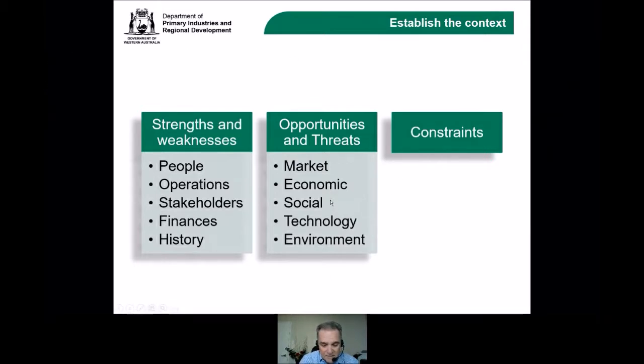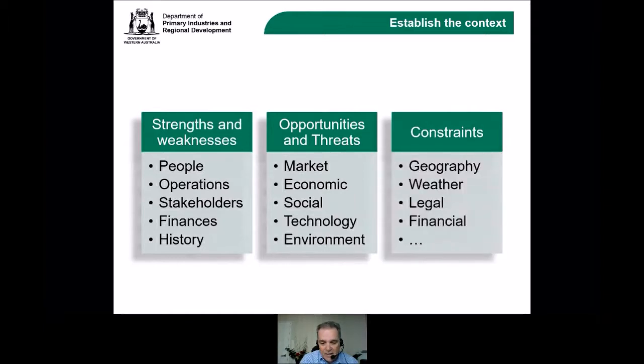Your homework activity actually has some thought starters around all of these different areas to help you build a SWOT-C analysis for your farm. And this is a starting point in terms of establishing the context to help build a risk management plan for your farm. You can see in terms of constraints, these are things that we just have to accept and deal with.